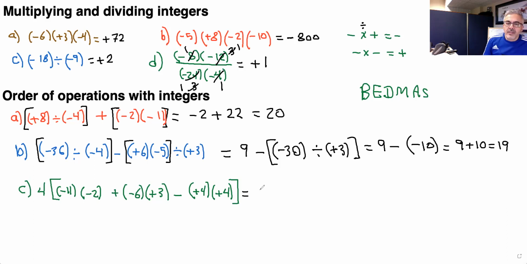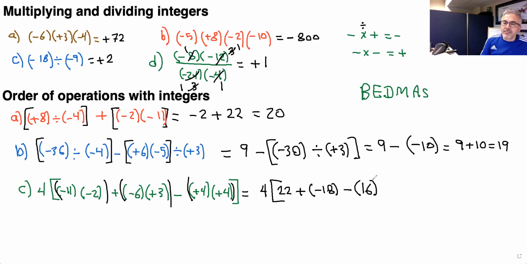Last one, we'll keep the 4 outside because we have to do what's in the brackets first. And what's in the brackets, you just have to do this first, and this, and then this, and keep your signs here, the plus and minus. So -11 times -2 is going to be positive 22, plus -6 times positive 3, which is going to give you -18. And then minus 4 times 4 is just 16, which gives me 4 still.